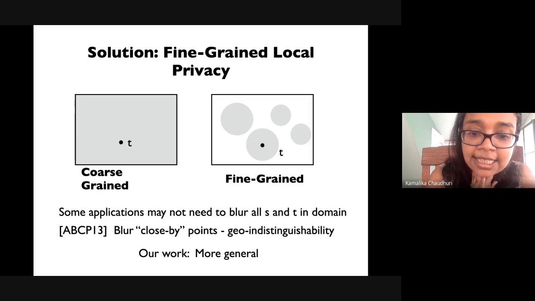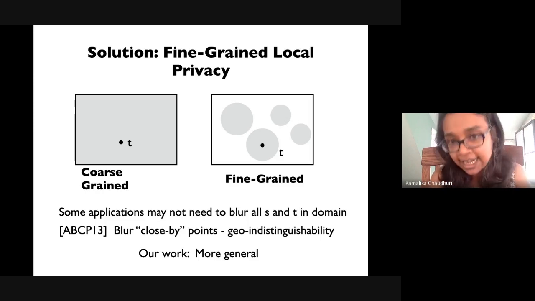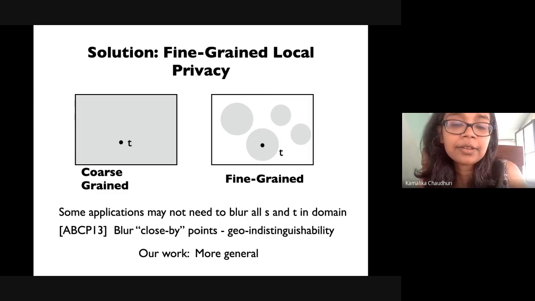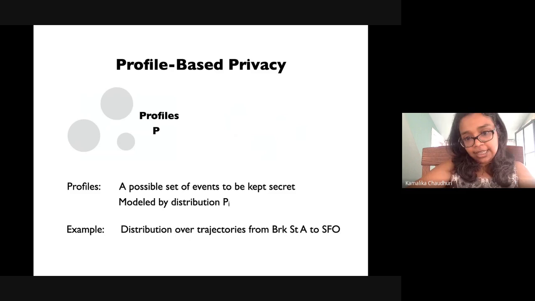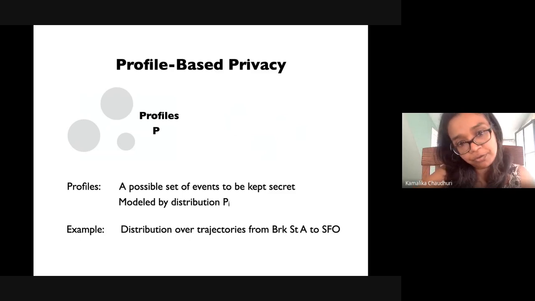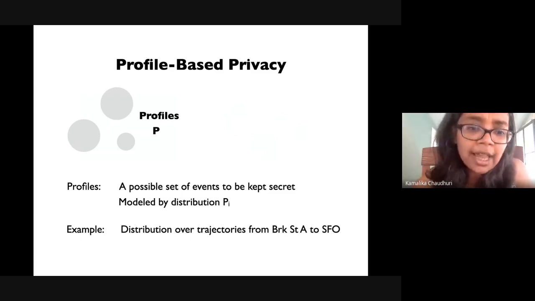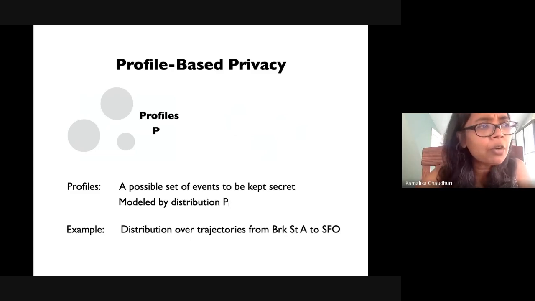And what our work does, in a paper that appeared in 2019 ISIT, is try to get into a more general framework for this sort of thing. Okay, so how do we model this? We model this through something called profiles, and our definition is known as profile-based privacy. So what is a profile? Profiles are a possible set of events, or things, that you want to be kept secret, and it's modeled by a distribution PI.